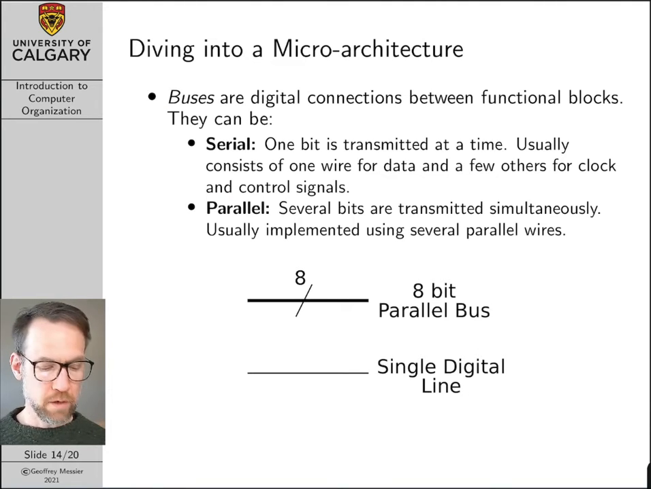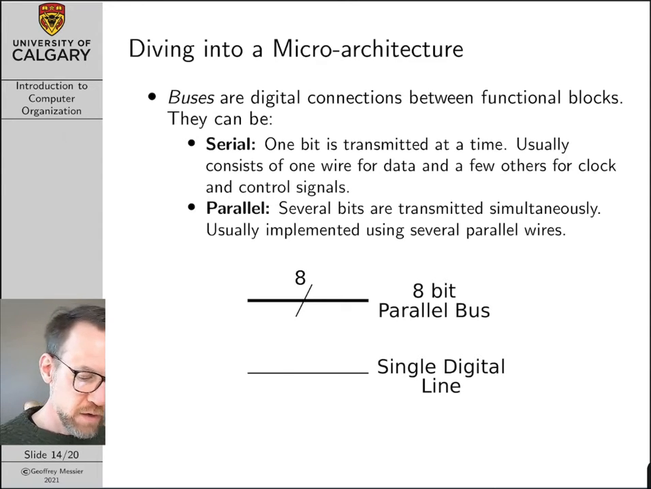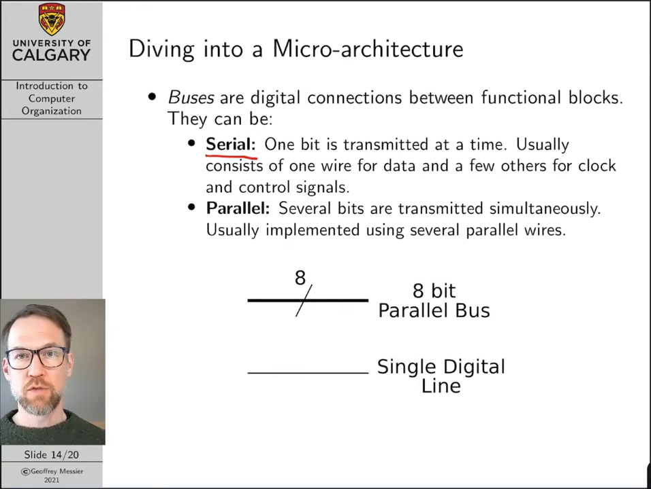And just to expand a little bit more on the idea of buses. Buses are digital connections between the functional blocks of our microarchitecture. We refer to buses as sometimes being serial buses and sometimes being parallel buses. For a serial bus, one bit of information is transmitted at a time over a single wire. So if we're sending a byte of information, we transmit each bit one at a time over a single wire.